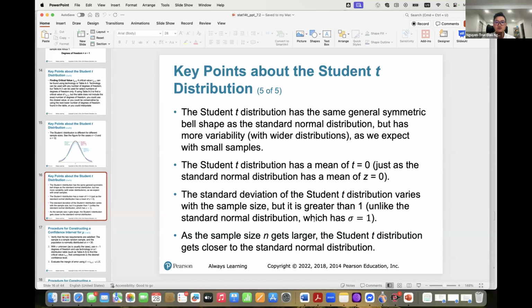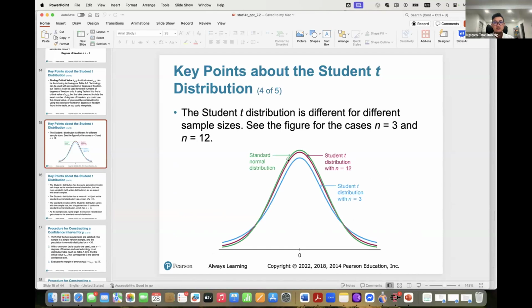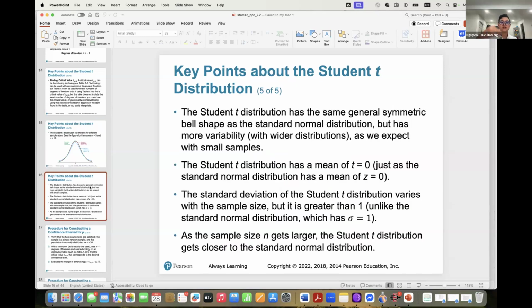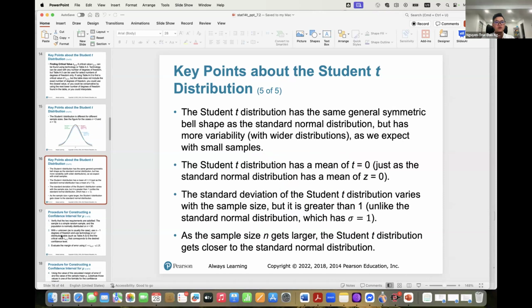Unlike the standard normal distribution, where the standard deviation equals 1, in this case we have sigma greater than 1. And as the sample size n gets larger, the student t distribution gets closer to the standard normal distribution. Look at this one. The red one is approaching the green one here, right? Which is the standard normal distribution. So when n is larger and larger, it is approaching the standard normal distribution.